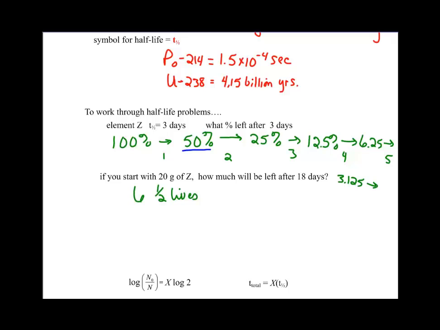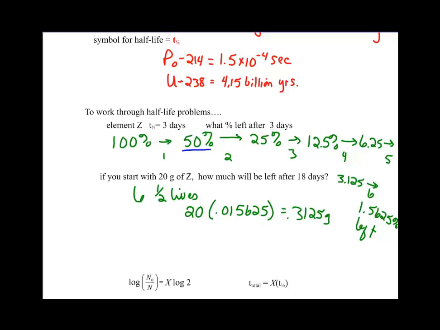And after 6 half-lives, 1.5625% is left. So now I know what percentage of my original amount is remaining. I can take that percentage, multiply it by my original amount, and that will give me the mass of my sample remaining after 18 days. I find I have 0.3125 grams left.